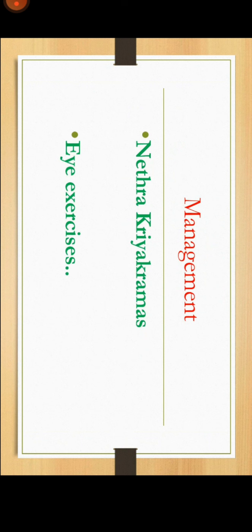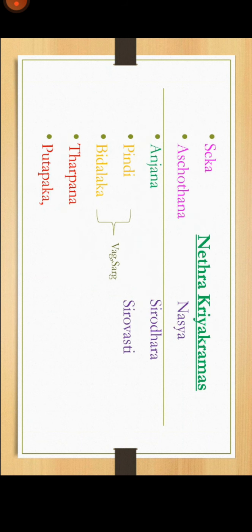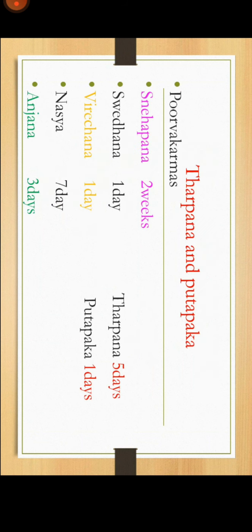And coming to the management, the Netra Kriyakramas and eye exercises are the management from our point of view, and also giving suitable spectacles. Coming to Netra Kriyakrama, as you know, the Kriyakramas are Seka, Aschyotana, Anjana, Pindi, Bidalaka, Tarpana, and Putapaka. Pindi and Bidalaka are explained by Vagbhata and Sharangadhara Samhita. The main treatments we do for refractive errors are Tarpana and Putapaka, and the other things are the Purva Karmas of Tarpana and Putapaka.